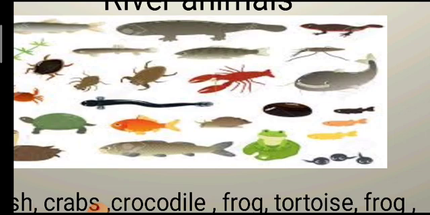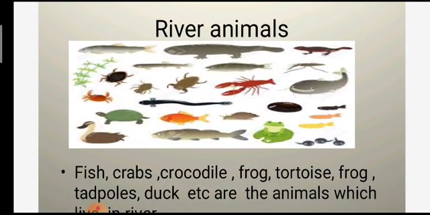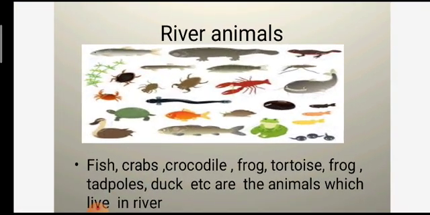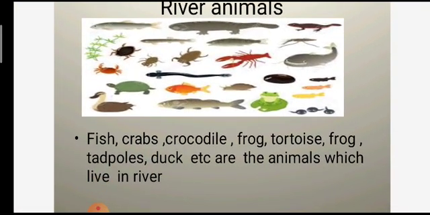The small fishes with tails are called tadpoles. They are the baby fishes of frog. When they are small, they look like a fish. Okay, they are called tadpoles. See, there is a duck, there are fishes, there are crabs. These all animals live in the river. See, fish, crabs, crocodile, frog, tortoise, tadpoles, ducks, etc. are the animals which live in river.